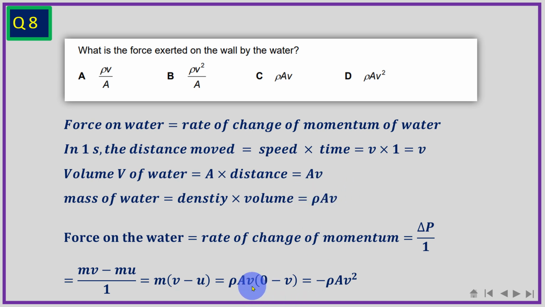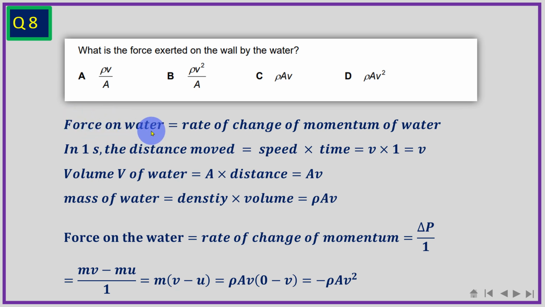And when we substitute, we are going to get 0 as the final velocity. The initial velocity is minus v. And that is where we get minus rho AV squared. So where does the minus sign come from? It comes from the way we have defined our problem.